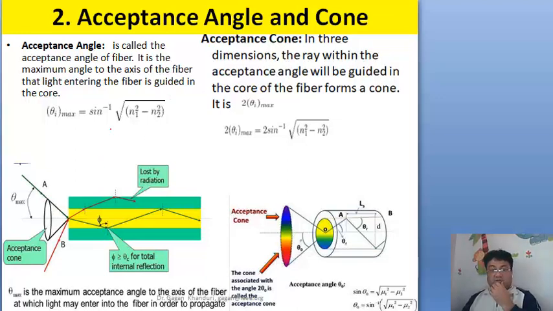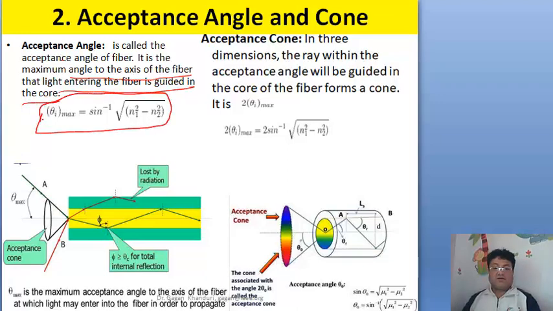So let's talk about the acceptance angle and acceptance cone. Acceptance angle is used to characterize the optical fiber. It is called the acceptance angle of the fiber. It is the maximum angle to the axis of the fiber that light entering the fiber is guided in the core. So we got this condition from the last slide, that theta I maximum is equal to sine inverse of under root n1 square minus n2 square.